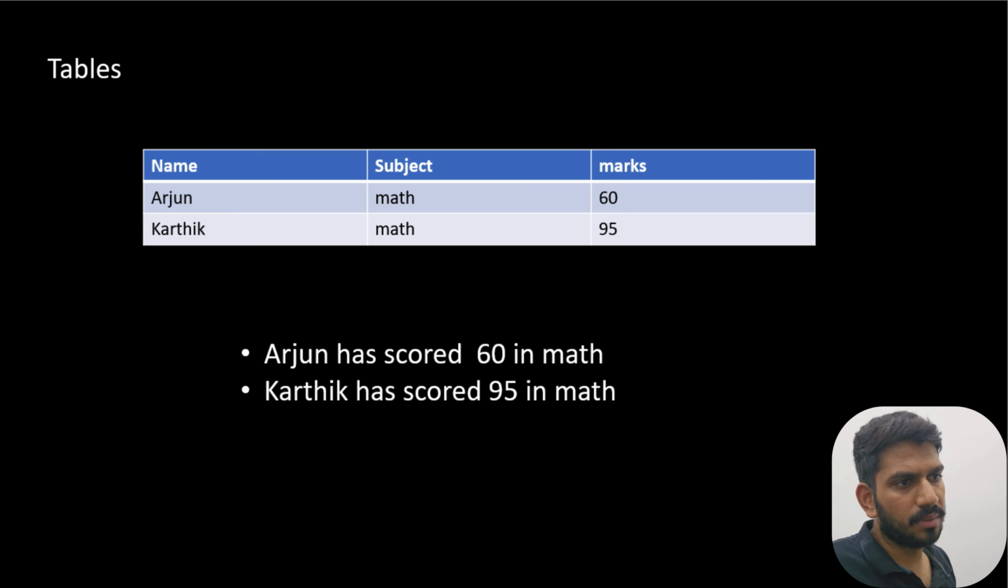So here we have table with 3 columns: name, subject and marks. For example, Arjun has scored 60 in math. Now if you directly send the table values like Arjun math 60 to embedding model, the relationship between the field is not very clear. So the vector may capture the words, but the meaning between them can get lost. So instead we convert each row into natural sentences like Arjun has scored 60 in math and Karthik has scored 90 in math.